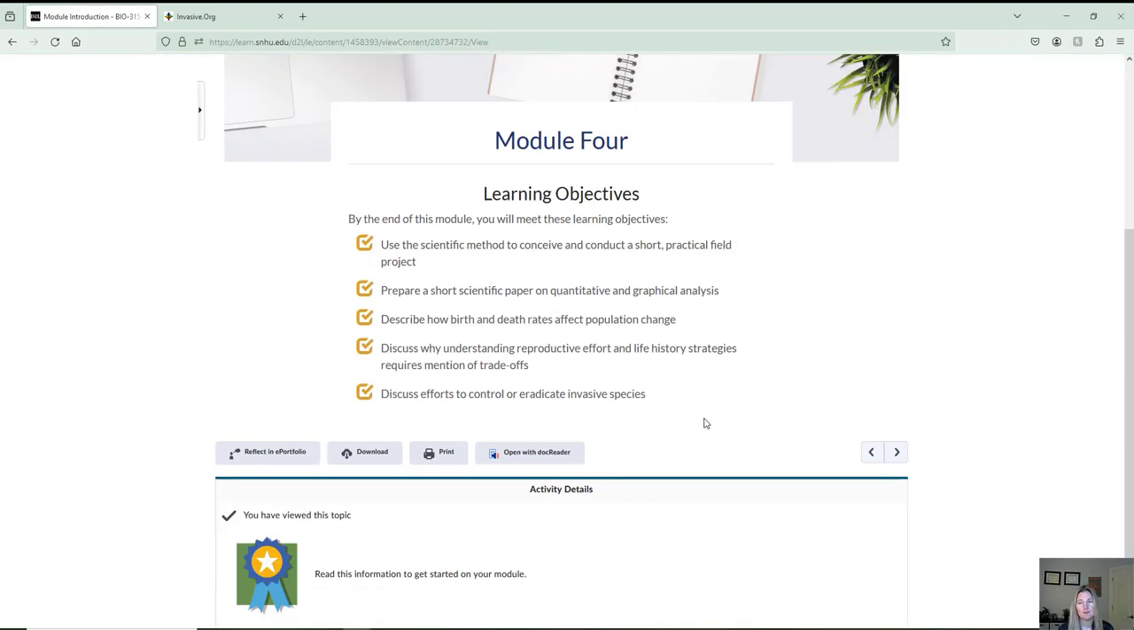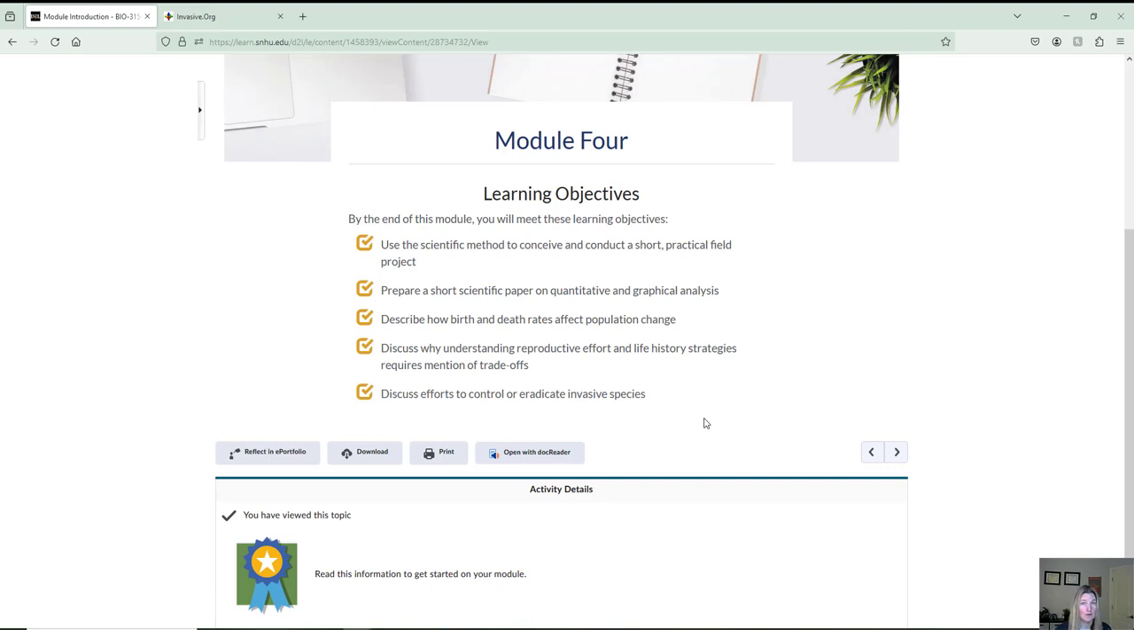So by the end of this week, you will have used the scientific method to conceive and conduct a short practical field project. So that's related to our milestone 2. Prepare a short scientific paper on quantitative and geographic analysis. Again, that's related to our milestone 2 project. Describe how birth and death rates affect population change. Discuss why understanding reproductive effort and life history strategies requires mention of trade-offs.